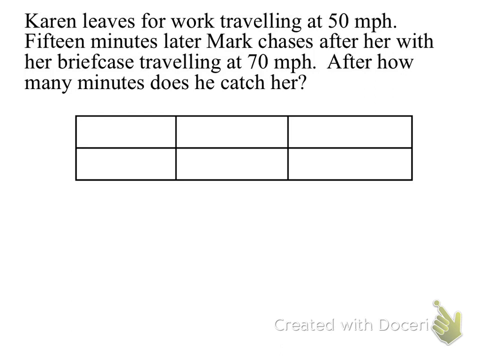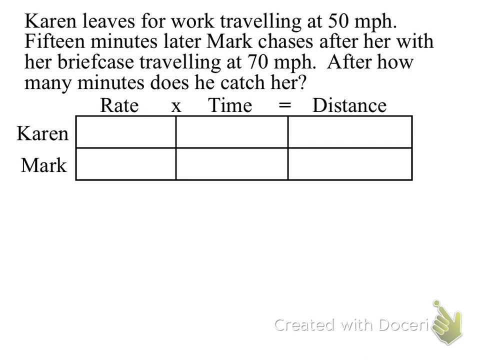Karen leaves for work traveling at 50 miles per hour. 15 minutes later, Mark chases after her with her briefcase traveling at 70 miles per hour. After how many minutes does he catch her? From the time that she left, right? Okay. What do I put on the outside? Let's go with Noah. How am I setting it up on the outside? Karen and Mark. Okay. And on top? You would put rate times time equals distance. Perfect.